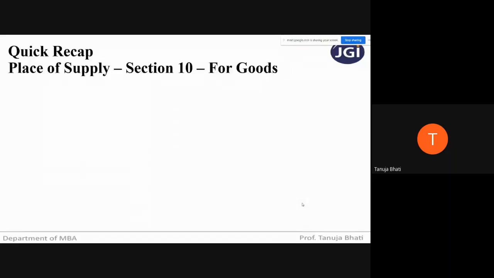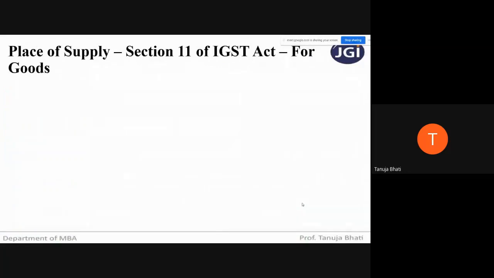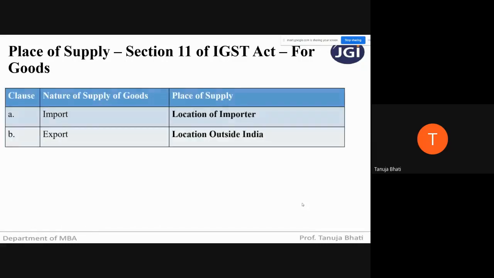Next. So quick recap is nothing but the first slide that I have shown you. Next, I told you all where either one is outside India. So either it can be export. In export, what happens? The recipient is outside India, and in imports, the supplier is outside India. So in those cases, what is going to be the place of supply is covered under section 11 of the IGST Act for goods.